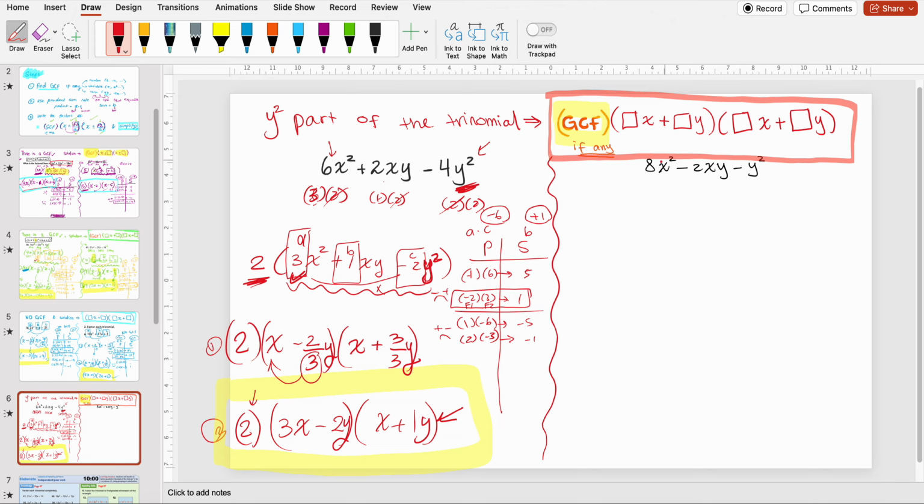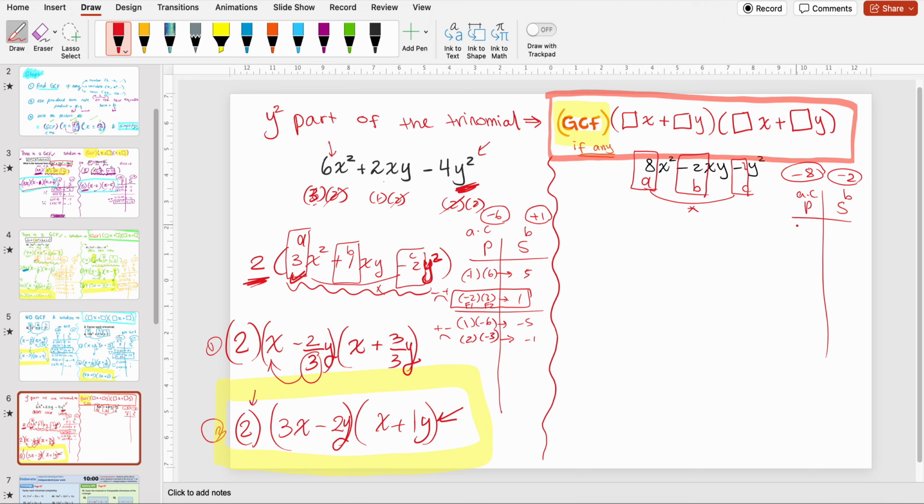Same here. Check, do I have a GCF? I don't. This is number 1. So if you check, you don't have a GCF. Alhamdulillah. So directly work. This is your A. This is your B. This is your C. So use the product-sum table. Product should be A times C. Sum should be B. So 8 times -1, it's -8. This is your product. Sum is -2.